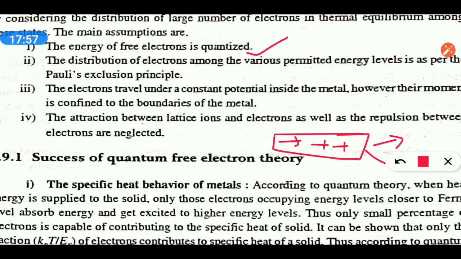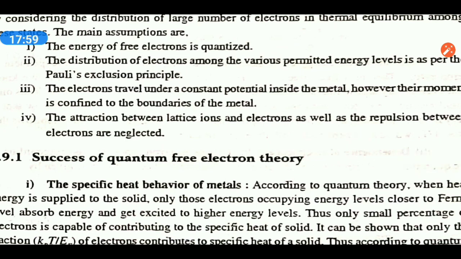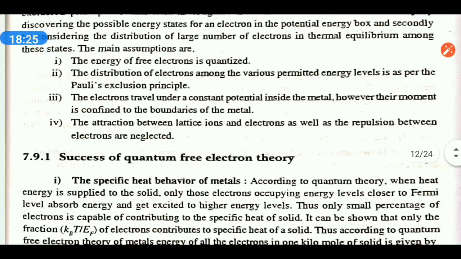The next point: the attraction between the lattice ions and the electrons, as well as the repulsions between the electrons, are neglected. In the classical free electron theory, we have studied that there will be some collisions taking place. Here in this quantum theory, the repulsions are neglected, whether between electron and proton or positive ion core, or between electron and electron.